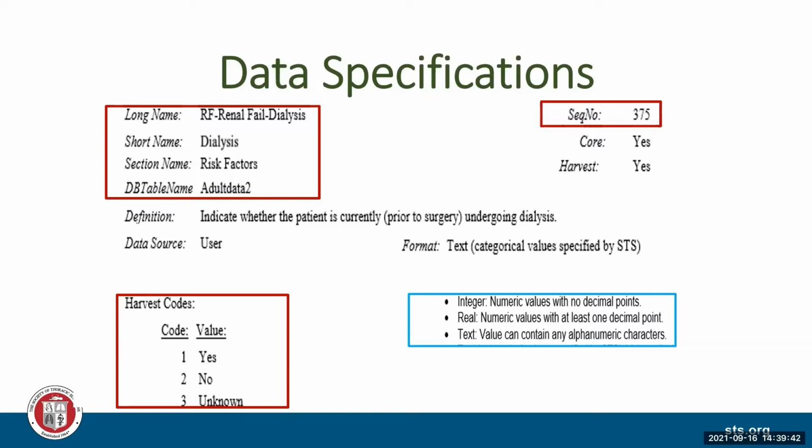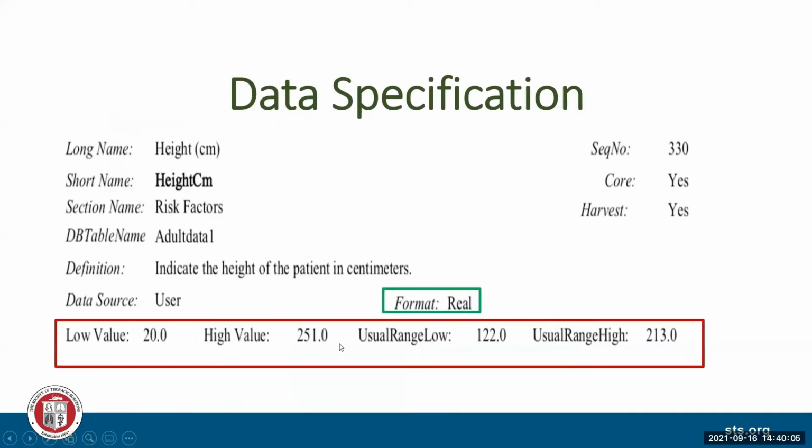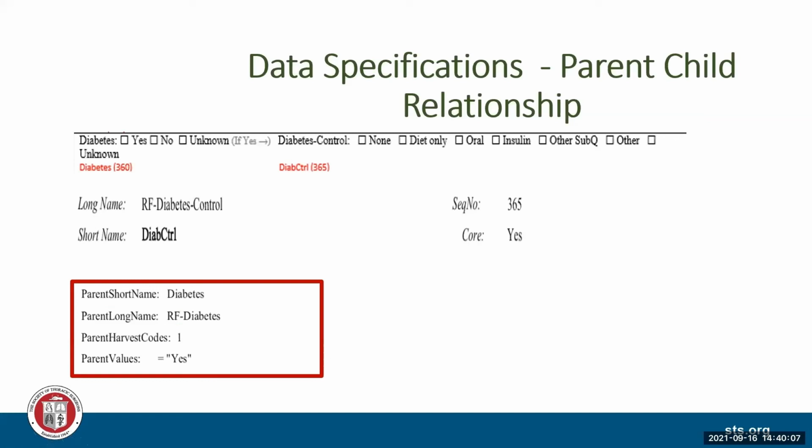Okay, so sequence 375. So we go down here. Oh, I was talking about the format. So this is a text format. So the software specs tell me that a text format is a value that can contain any alpha or numeric characters. Okay. And then we have our harvest code. So 1 means yes, 2 means no, and 3 is unknown. So that's kind of interesting. We're going to further get down into this.